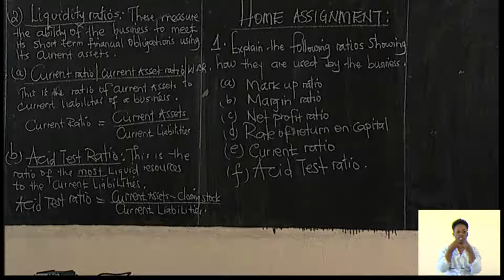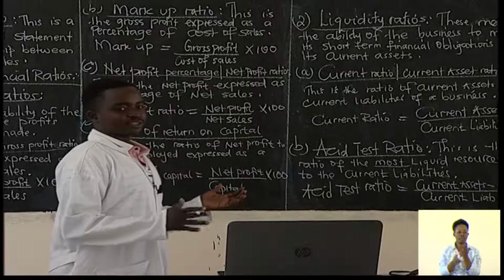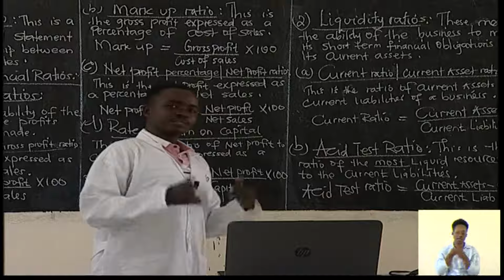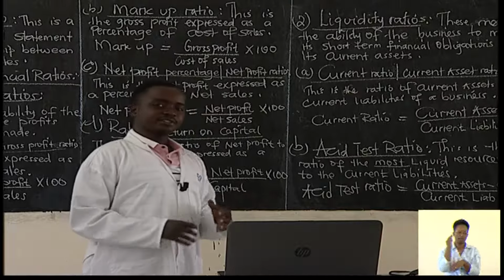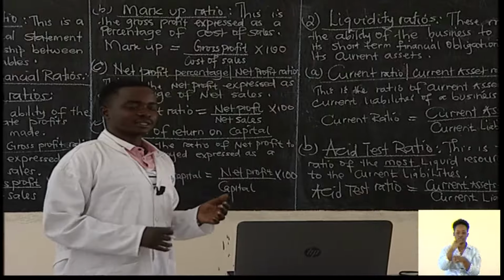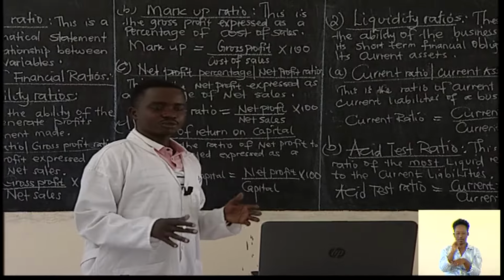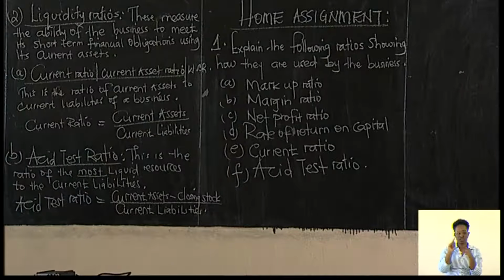Given current assets as, maybe, if the business has current assets worth 1 million and current liabilities worth 800,000, if you are to get that ratio, the answer that you get, what does it mean? If current assets are greater than current liabilities, then the business is solvent. It is in a good financial position to pay its current liabilities using its current assets.